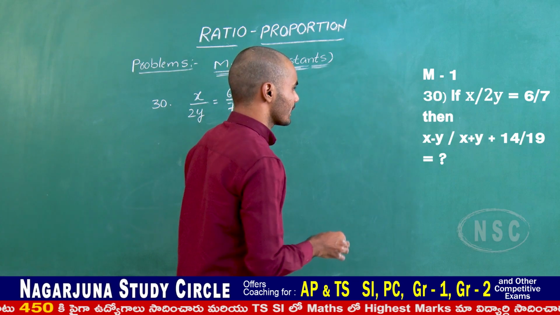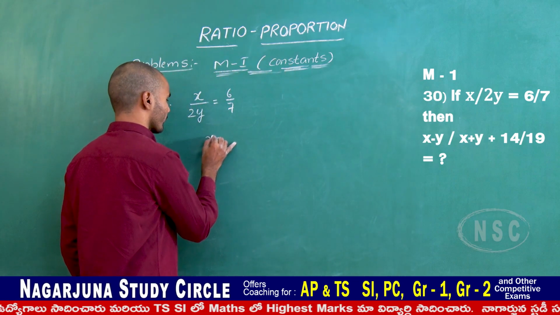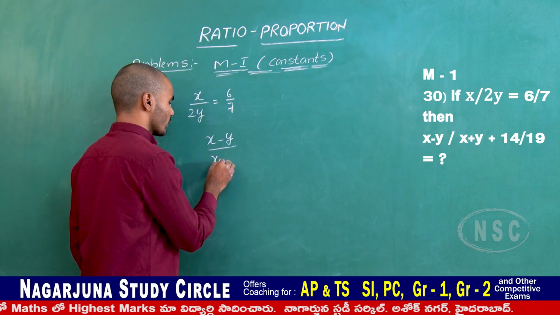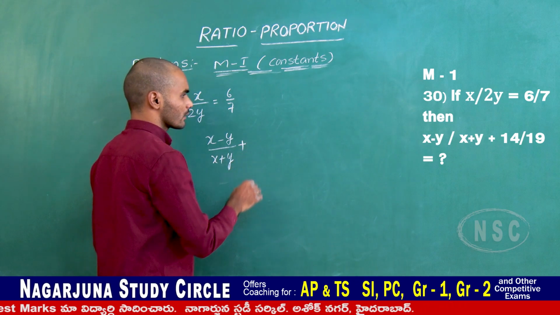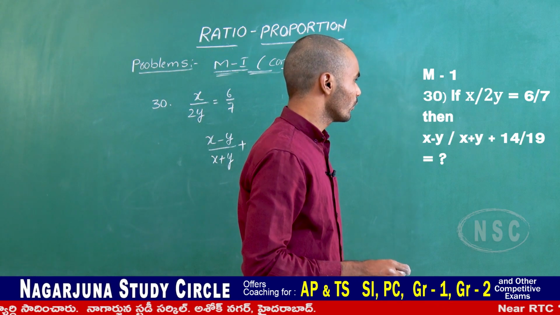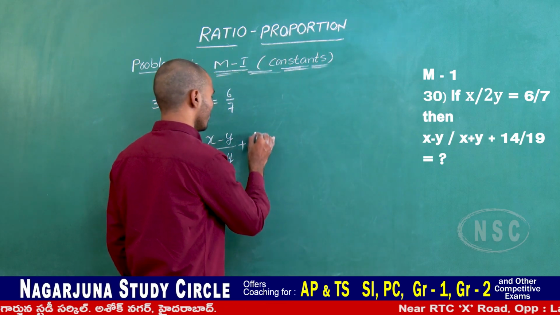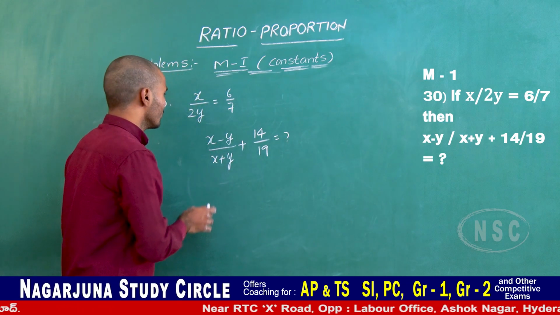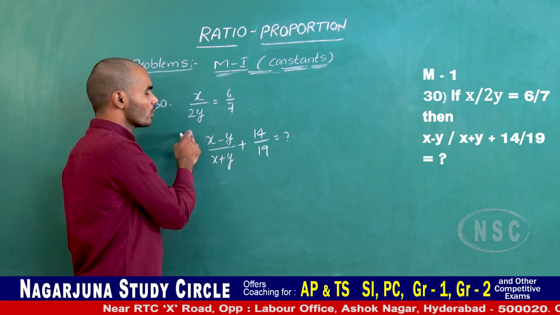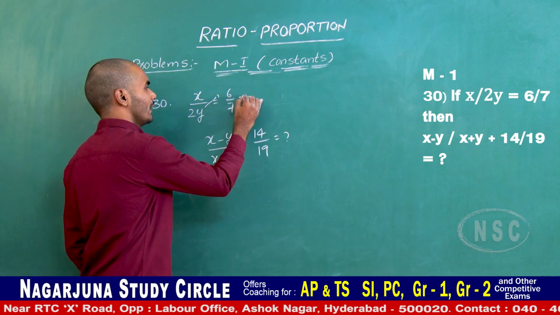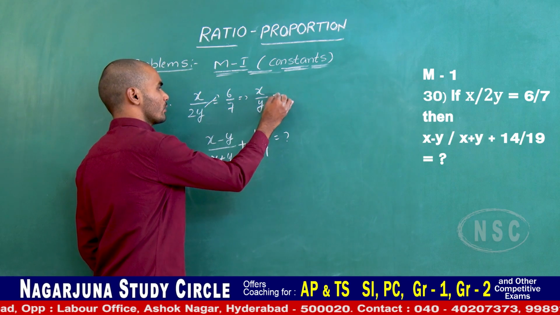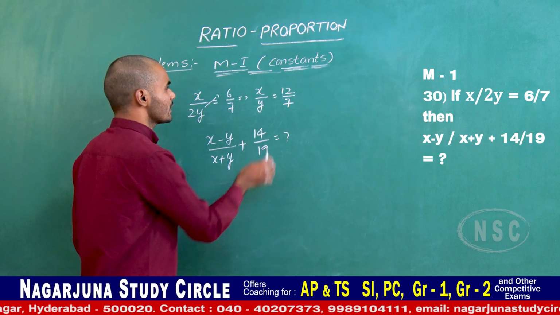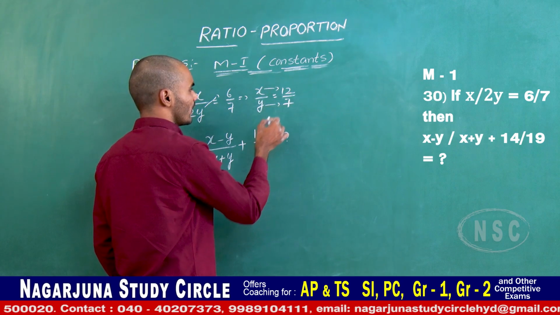Then find (x minus y) by (x plus y), plus 14 by 19, is equal to question mark. This 2 divides x and goes to the right side, where it multiplies with 6. Then x by y is equal to 6 twos are 12 by 7. This is the value of x and this is the value of y.